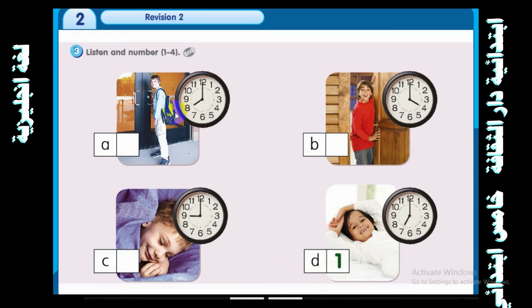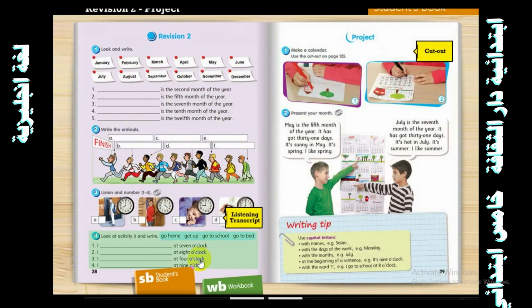And this is going to school at 8 o'clock. This is number 2. And this is going home at 4 o'clock. Yes, this is number 3. And this is number 4. Now I think we have finished the 4 activities.